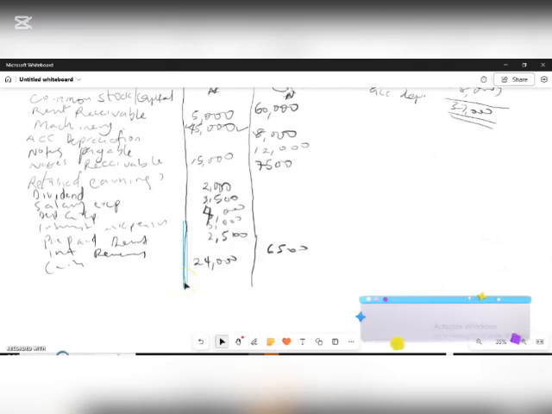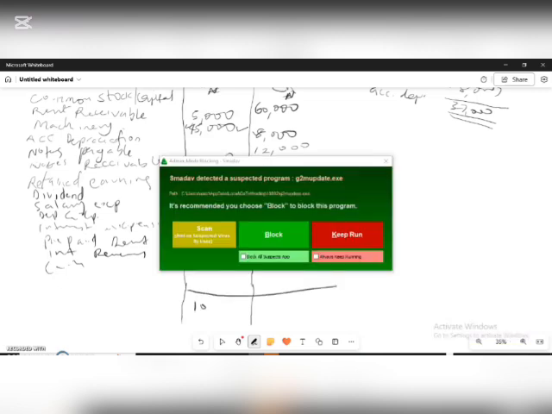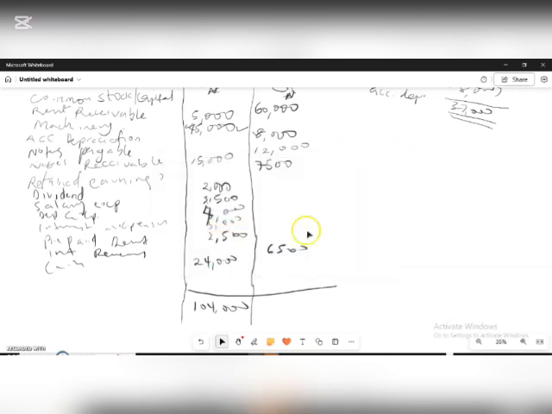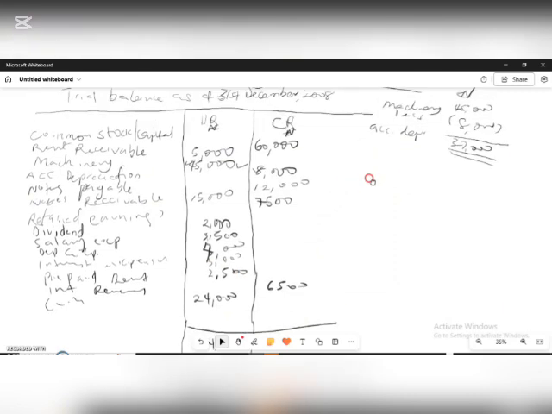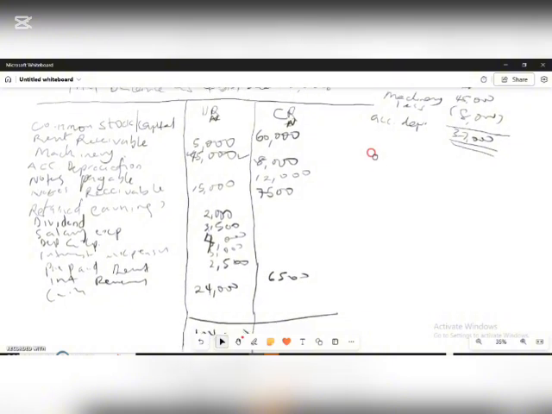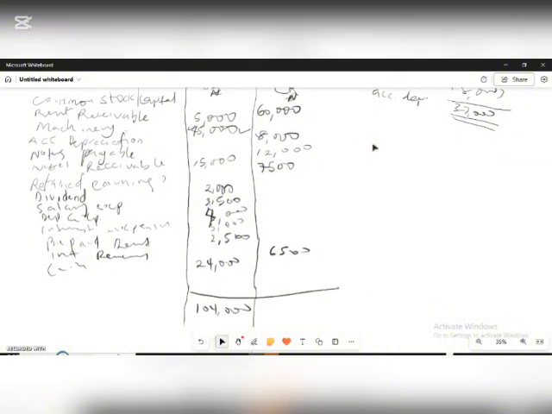At the end of the day, we have 104,000 here. So we have 104,000. So let's close that. When we add up the credit side, we have 60,000, 60,000, 80,000, 7,500. Then we have 94,000. Now we have 94,000 here, which shows that this account did not balance.